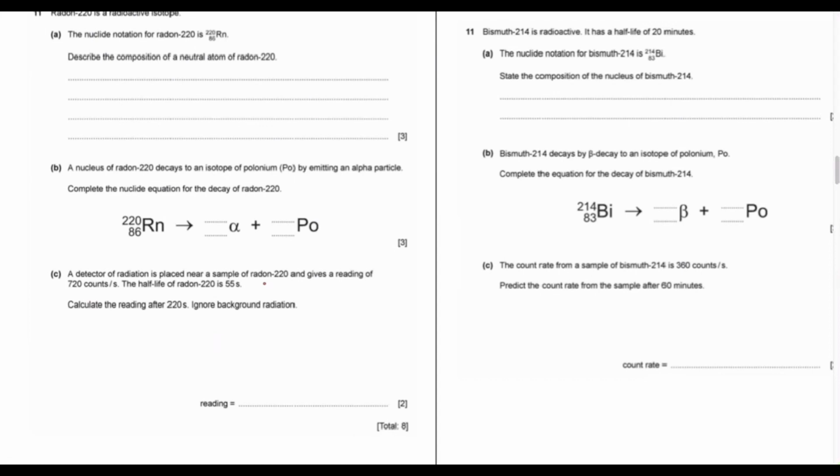Okay, so let's look at this question from the beginning. Radon 220 is a radioactive isotope. The nuclide notation for radon 220 is 220, 86, Rn. Describe the composition of a neutral atom of radon 220. That means you just look at this and say how many protons, how many neutrons, and how many electrons. So 86 is the proton number, so 86 protons.